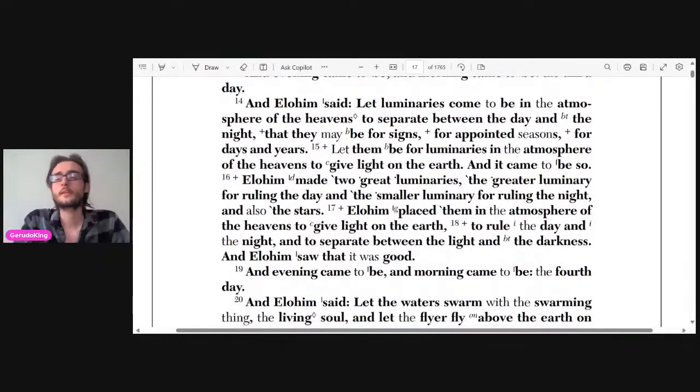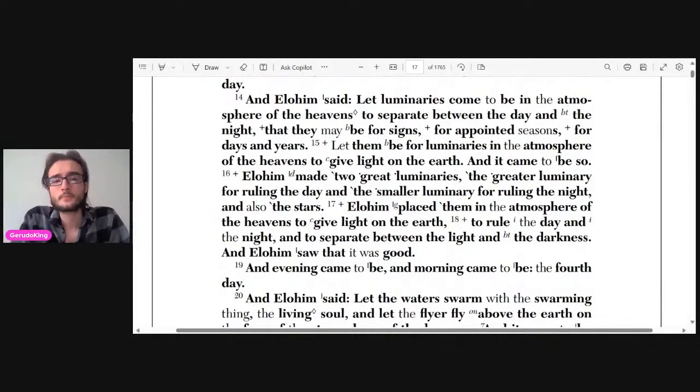And Elohim said, "Let luminaries come to be in the atmosphere of the heavens to separate between the day and the night, that they may be for signs, for appointed seasons, for days and years. Let them be for luminaries in the atmosphere of the heavens to give light on the earth." And it came to be so.